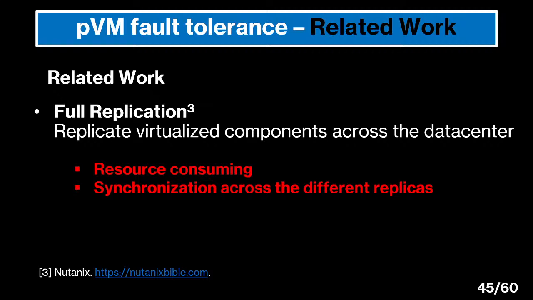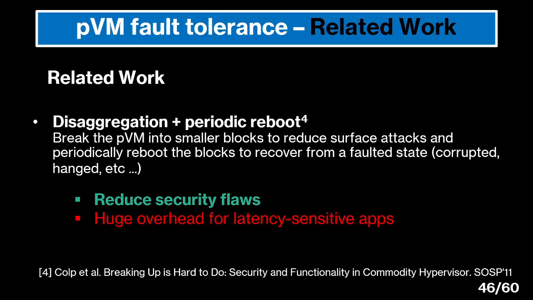The first one is full replication, which is used by some data centers, such as some cloud providers such as Nutanix, that consists of replicating the components of the privileged virtual machine across the data center. But for obvious reasons, this is resource consuming and imposes a high load to maintain synchronous state across the different replicas in the data center.